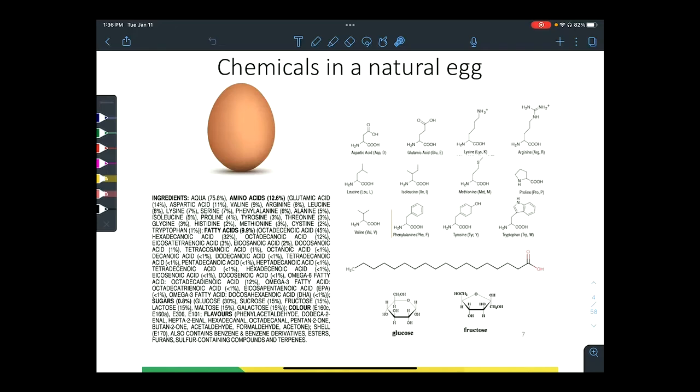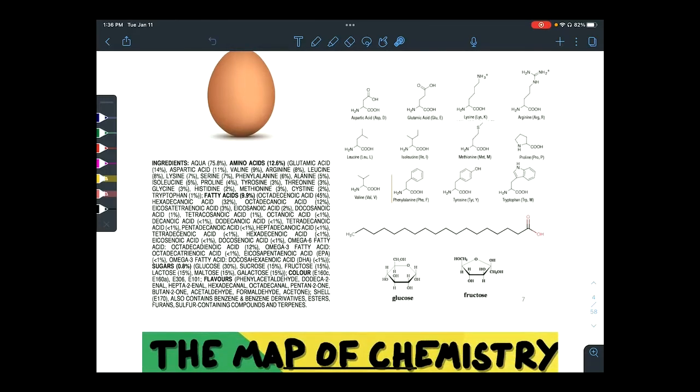Natural does not always mean good. Natural definitely does not mean chemical free. Everything is made of chemicals. Okay. So don't be scared of chemicals. So that's the big thing here.